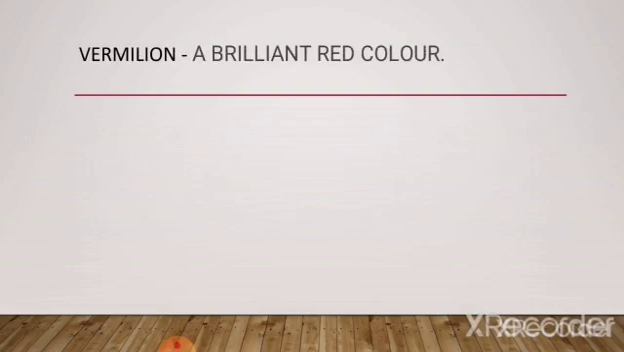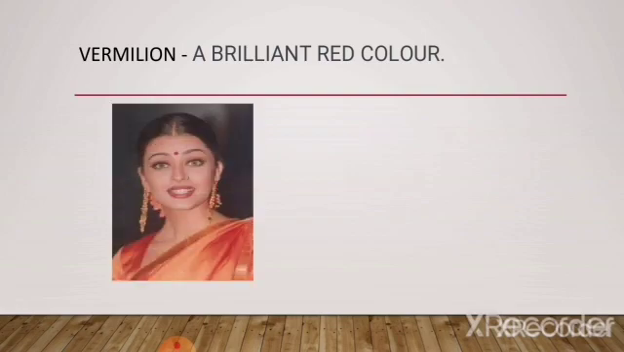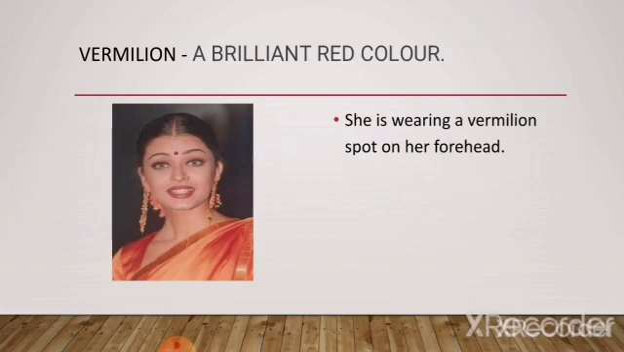The next word is vermilion. This word is pronounced as vermilion. The R is silent here. Vermilion means it is a brilliant red color. She is wearing a vermilion spot on her forehead. Vermilion spot on forehead here shows the red colored bindi used by the Indian girls.